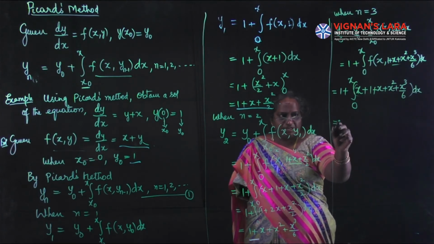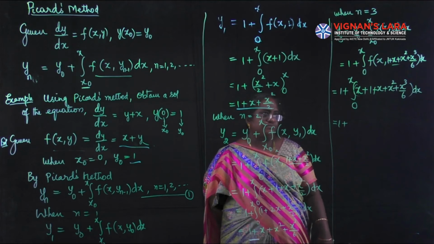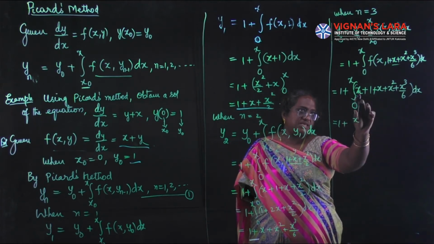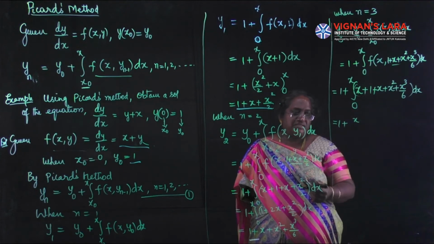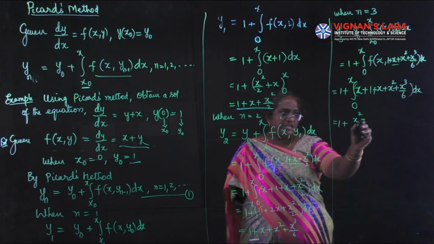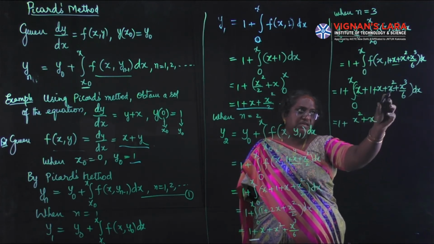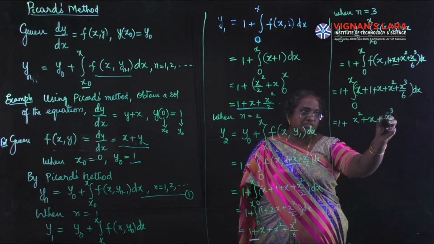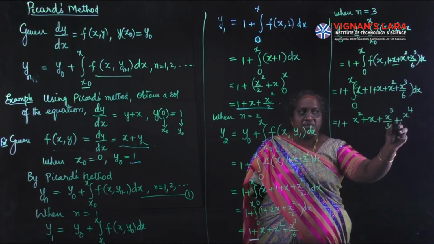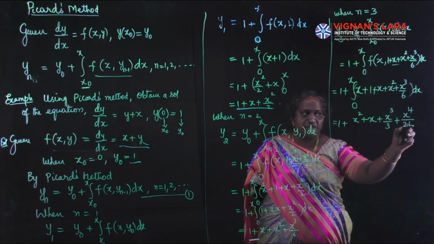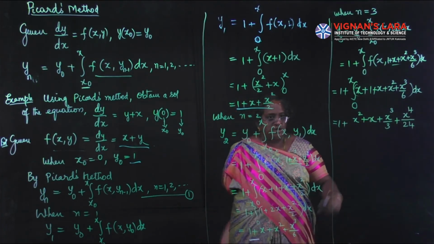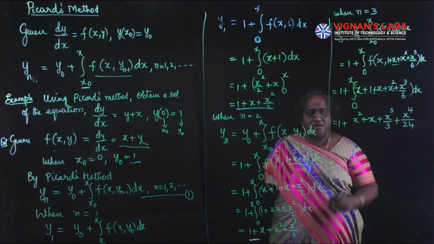So now integration: 1 plus x is 2x, so we can get here x square. Integration for 1 is x. Integration for x square is x cube by 3. Integration for x cube is x power 4 by 4, 6 fours are 24. So I will stop with this third approximation. It's enough because already we got here x power 4 by 24.